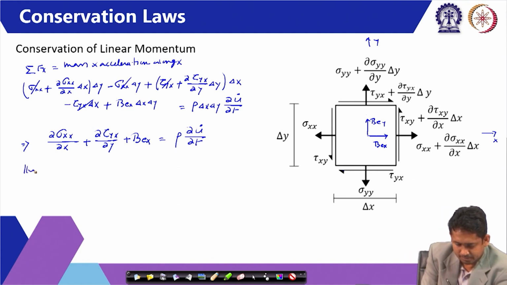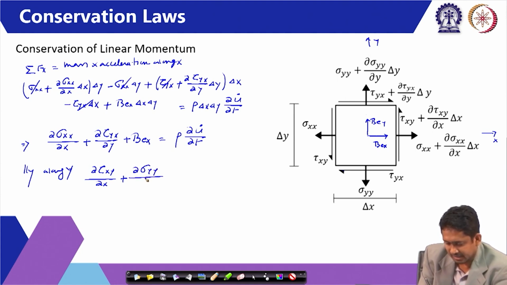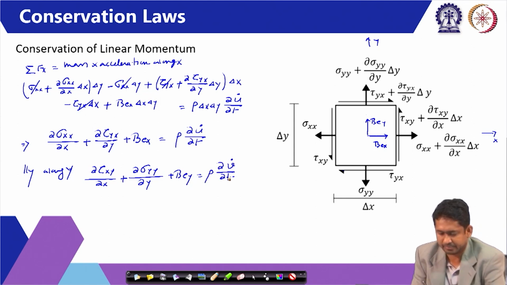Similarly, along y, this equation can be written as the partial of tau xy with respect to x, plus del sigma yy by del y plus by is equal to rho del v dot by del t.